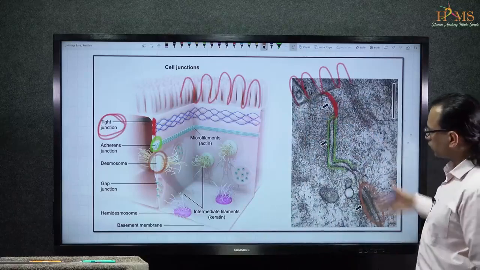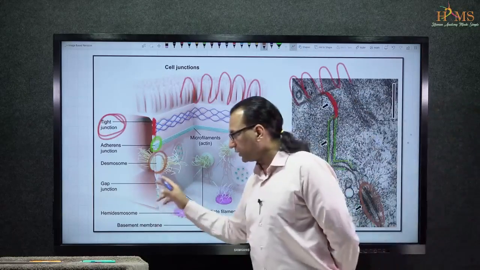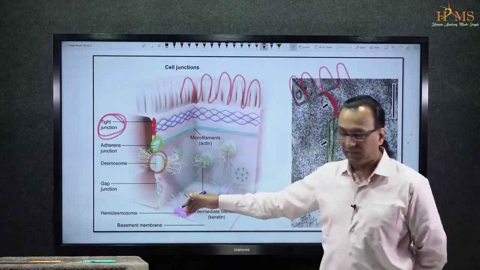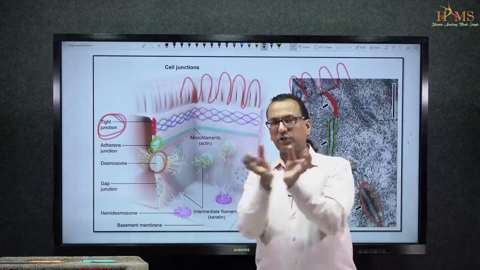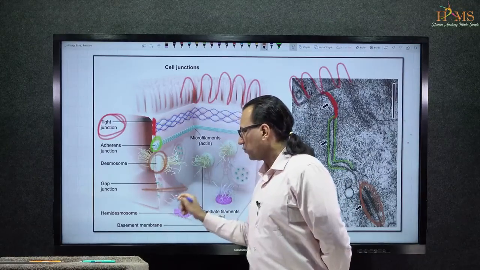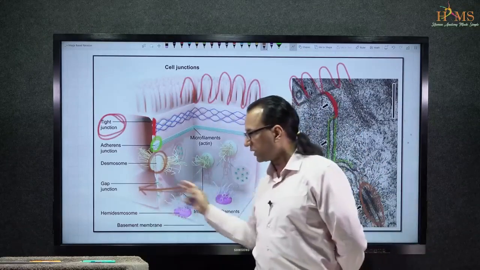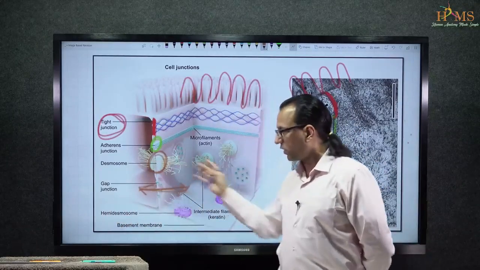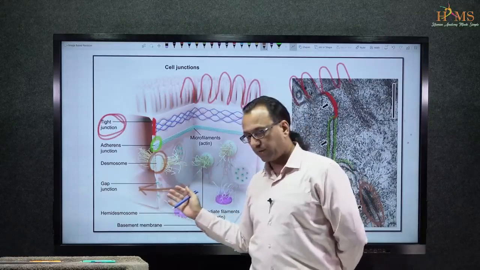Now in this electron microscopic picture, you don't see the gap junction, but there will be a gap junction which is still towards the basal level, and there will be some hexagonal structures, connexons, which are like a tunnel between the two cells. If you want to send some small molecules from one cell to the other, you can use the gap junctions. It can also allow the passage of some ions like sodium ion or calcium ion.